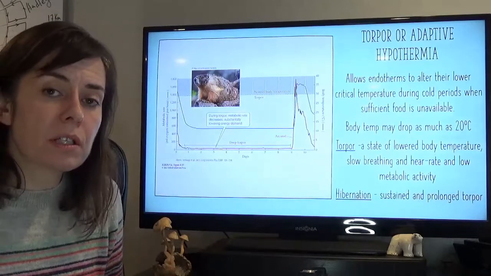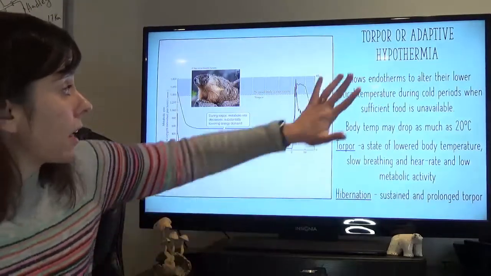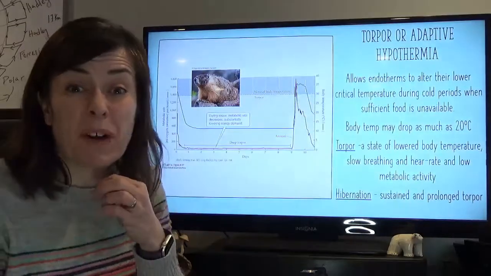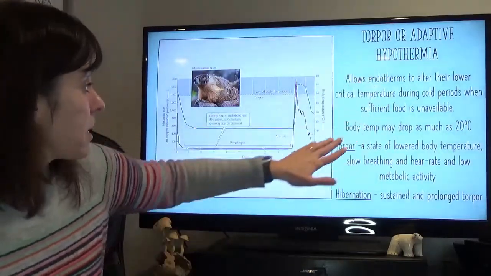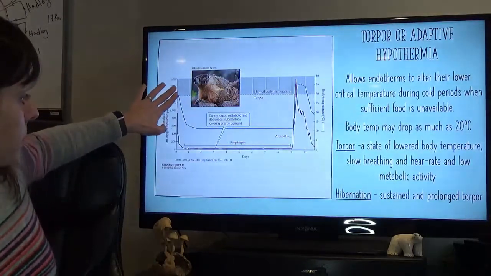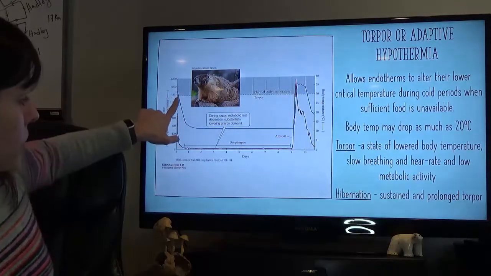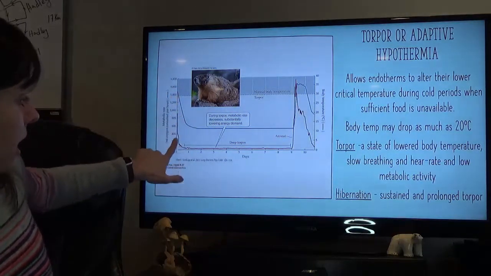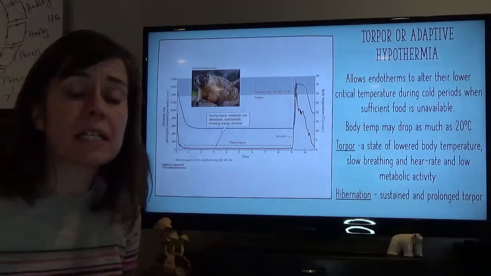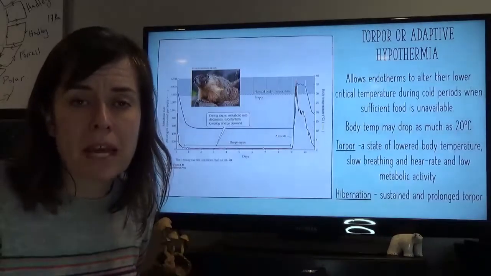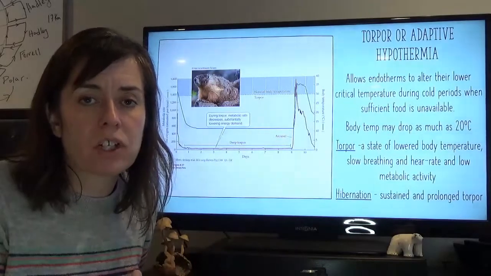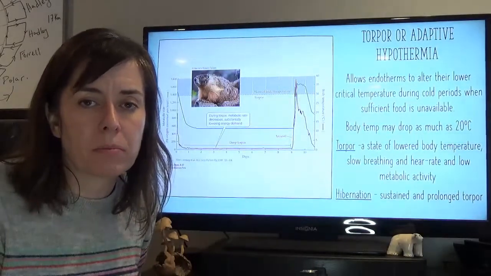If food resources are insufficient through the winter, then one thing that a lot of these taxa will do is go into torpor or adaptive hypothermia. So what this means is that they basically allow their body temperature to decrease. And so their body temperature decreases, and their metabolic rate also decreases. And so what this does is it reduces the energy demand, the energy supply required for maintaining body function. And so all kinds of physiological processes are downregulated.